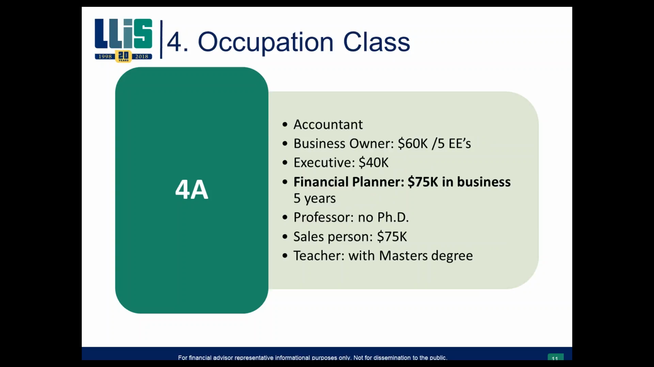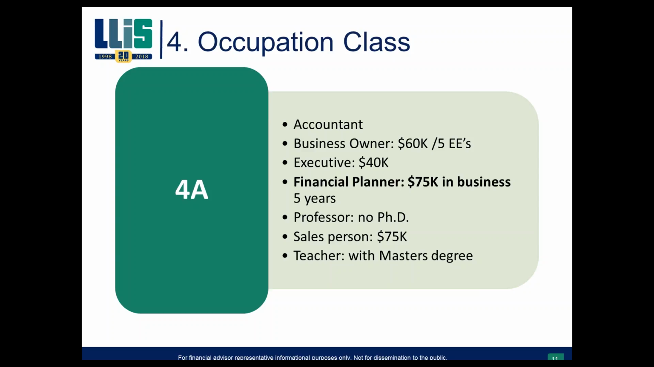And here we have the 4A, and again, these are just some samples. I couldn't possibly include every particular occupation class, but these are just samples of what we see predominantly. And here again, you have a financial planner. The 4A basically says that they would be making $75,000 for the last 2 years, and they too have to have been in business for at least 5 years.